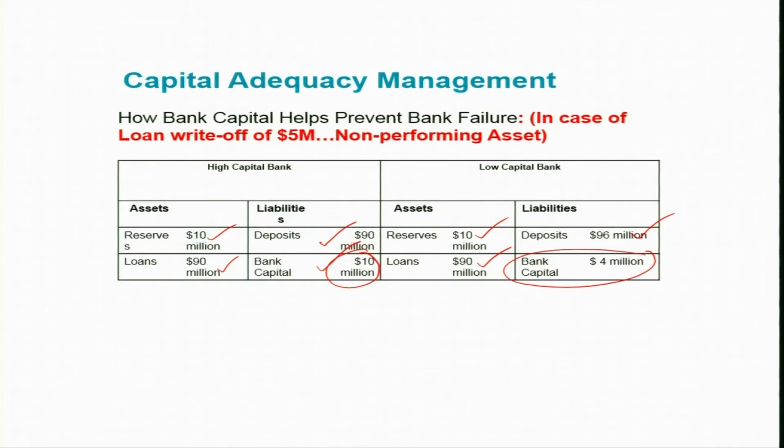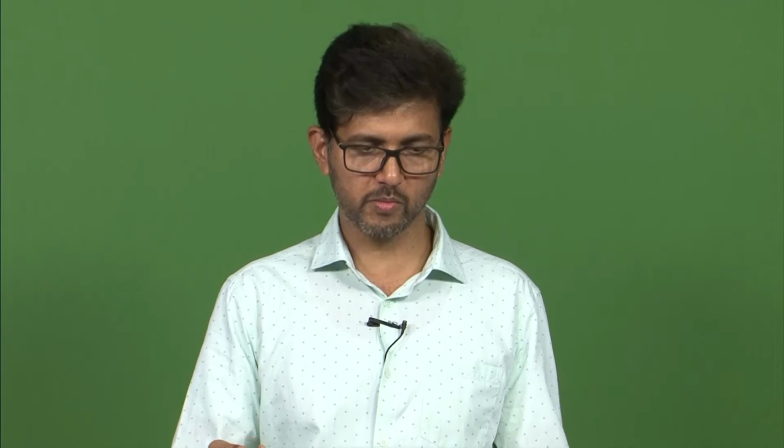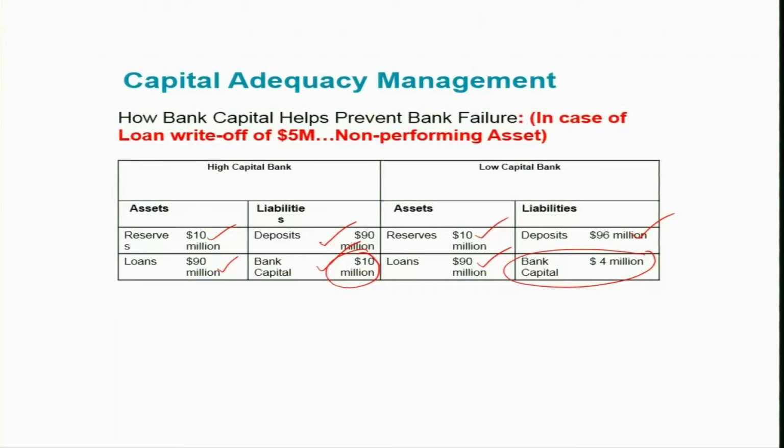Then let us see what happens if there are some non-performing assets. Banks will have non-performing assets like bad loans. In case of a loan write-off, if there is an NPA, they have to write it off after a certain period of time. Suppose that both banks have $5 million of bad loans, non-performing assets, and they have to write them off. Let us see how their capital helps them in preventing bank failure.